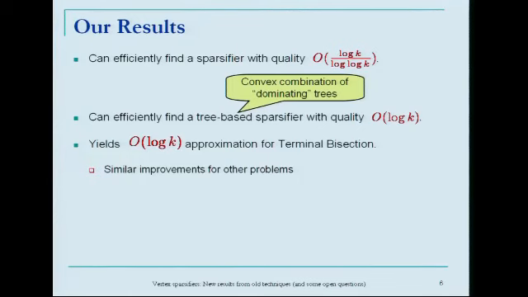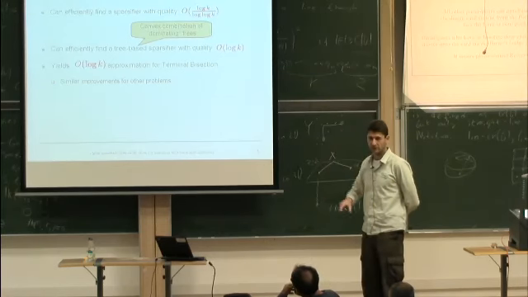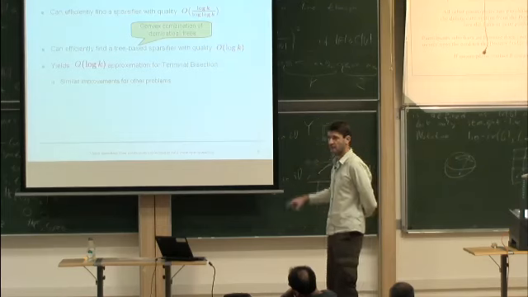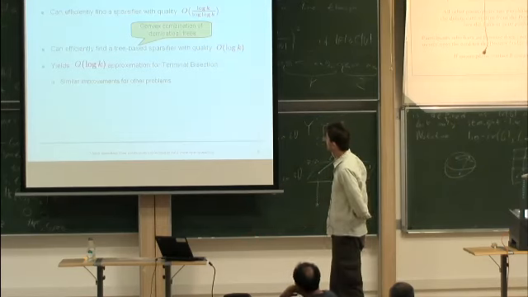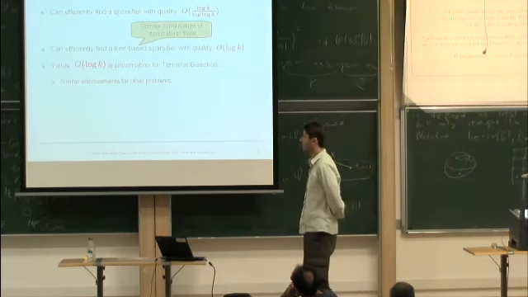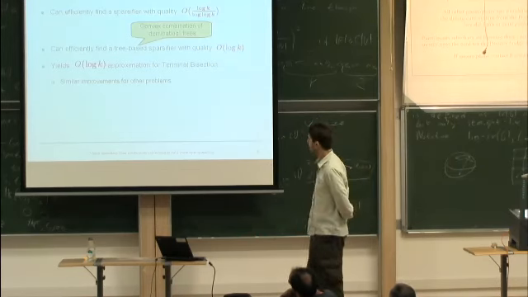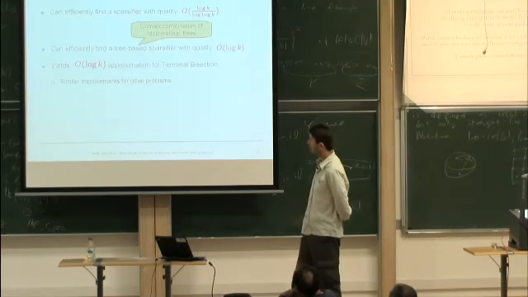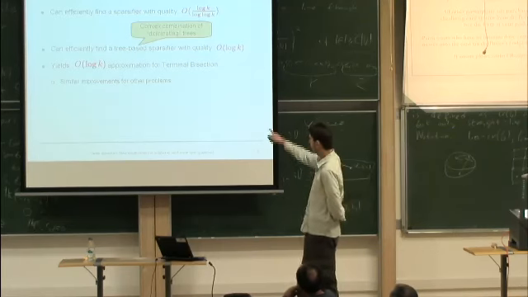Really, what tree-based means is that it's a convex combination or a distribution over trees. So you don't get one tree. Whenever you see the word based there, like tree-based, it's going to mean a distribution over trees. For this problem, it doesn't matter. You just take a few samples and take the best solution among them. So in our context, it's the same as just one tree for bisection.